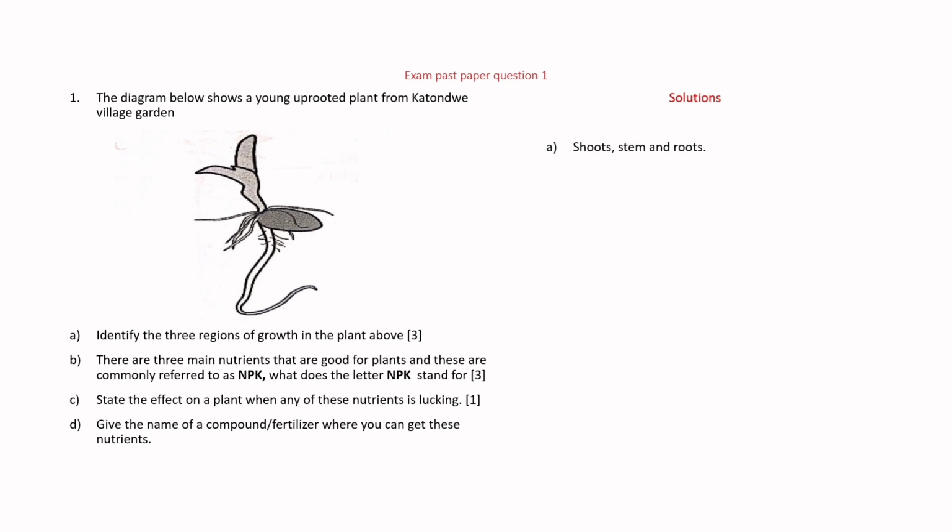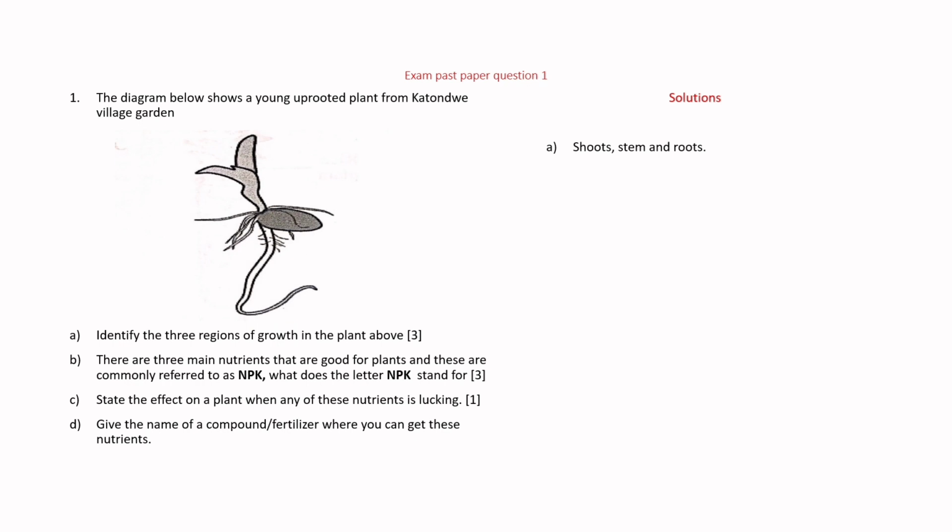So the answer to question A is shoots, stem, and roots. What you need to know is to understand the question. What is the question asking you to do? The main keyword here is growth. Growth is the permanent increase in size. So it simply means, where will the plant grow? Will the plant grow only at the roots? No. When the roots grow, the shoot will also grow, and the stem will also grow. All three parts of a plant will grow, and that's the answer to question A: shoots, stems, and roots. So now we go to question B.